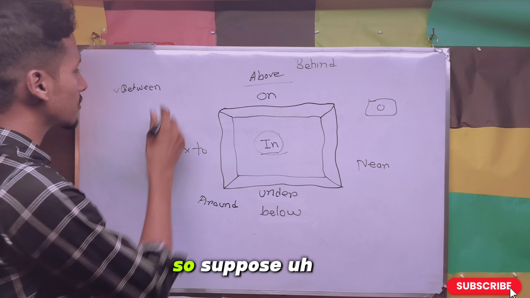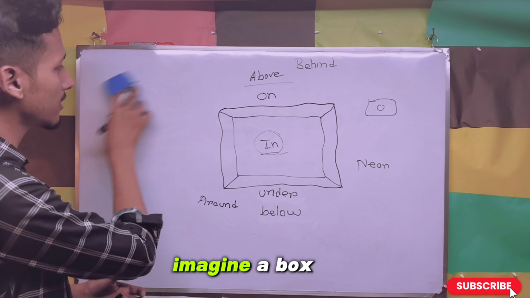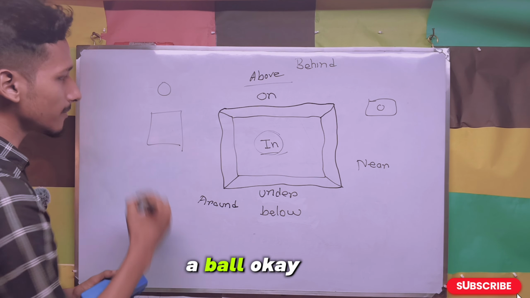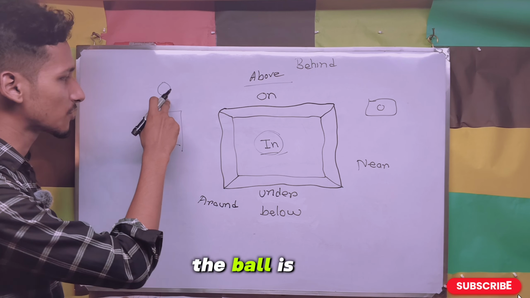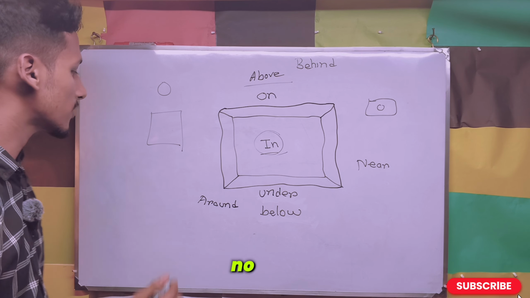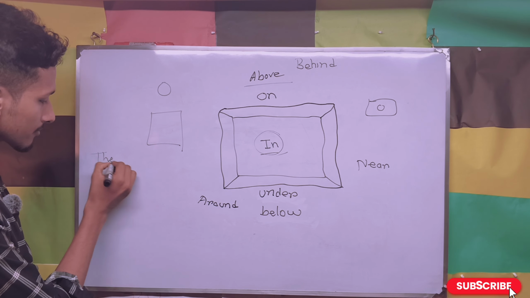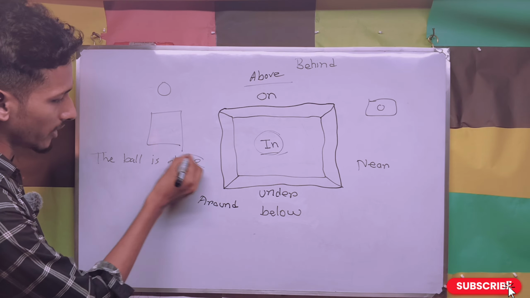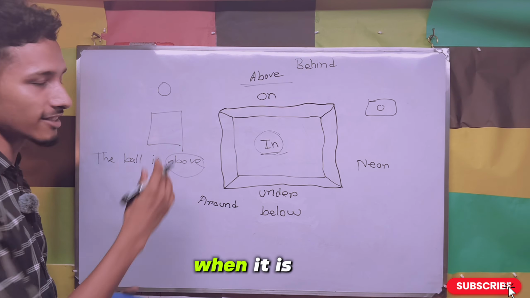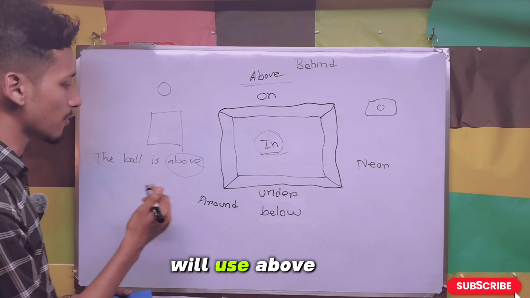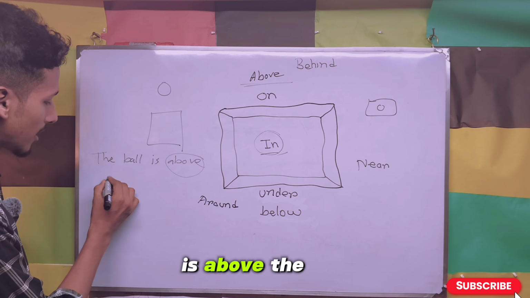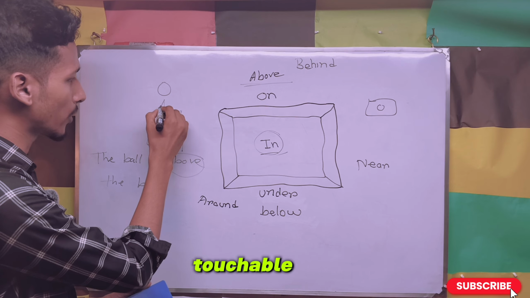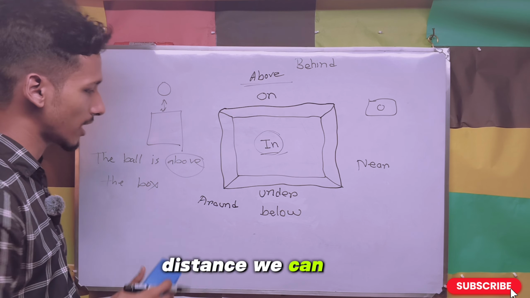Then we have "above". Suppose we imagine a box like this, and here is a ball. You can see the ball is not touchable. Is it touchable? No. So that's why we can write the ball is above. When it is not touchable, we use above. The ball is above the box. When it is not touchable, when it has distance, we can write this.